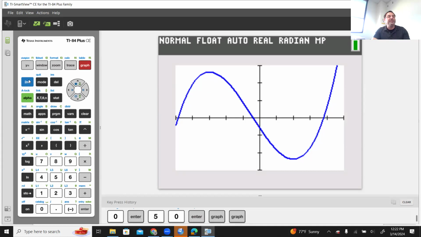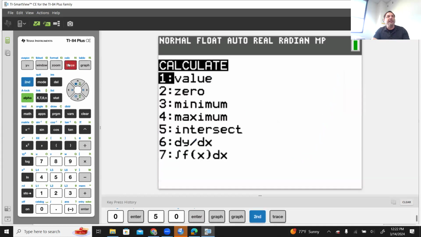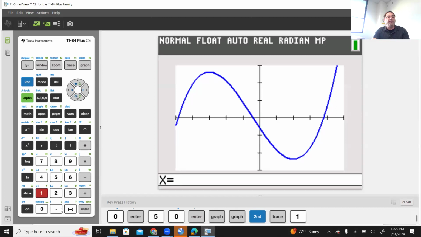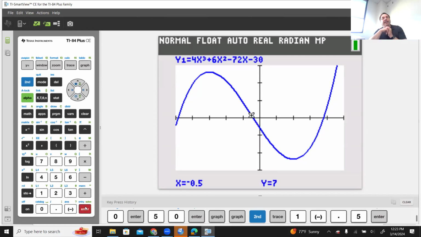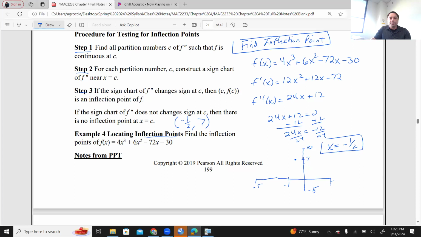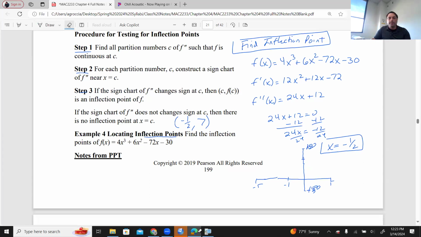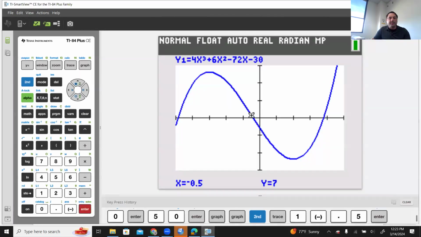Remember a little trick? Press second trace, number 1 for value. And the value we found was negative 0.5. So you're telling the calculator, find me on the graph, negative 0.5, and you find that location. Okay, so let's do just a quick sketch, we went to 150, I think, and we went to negative 150. That.